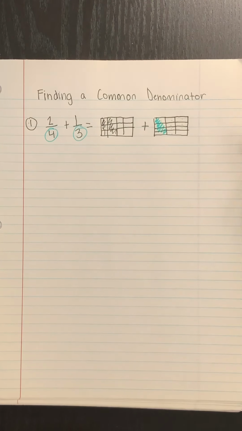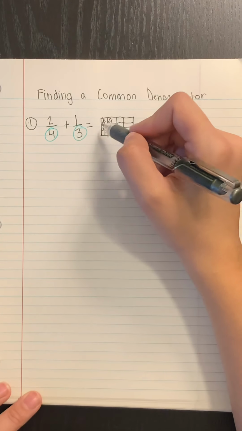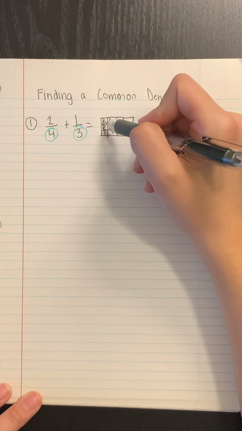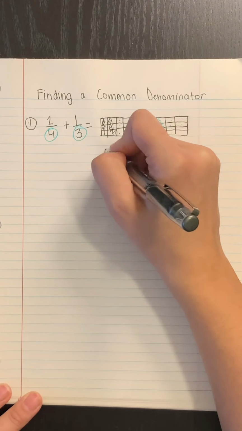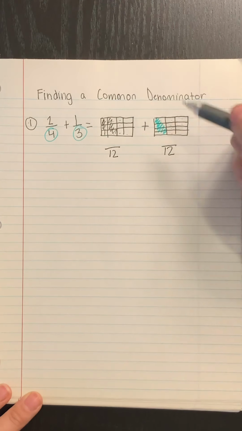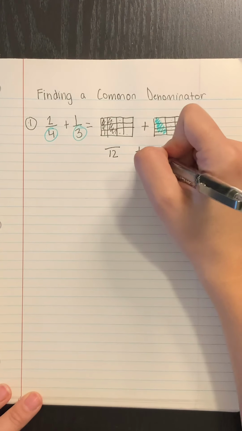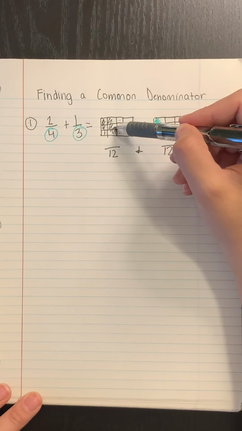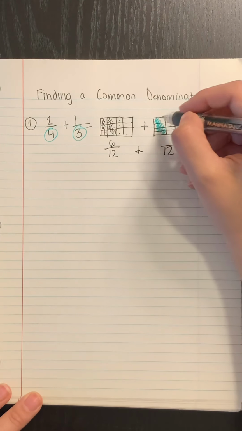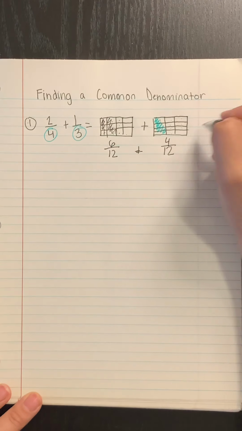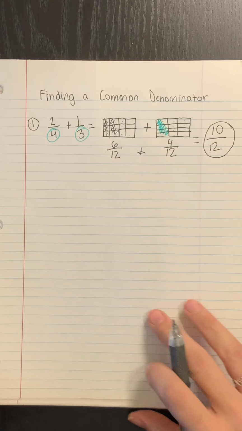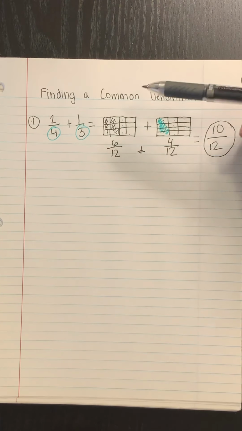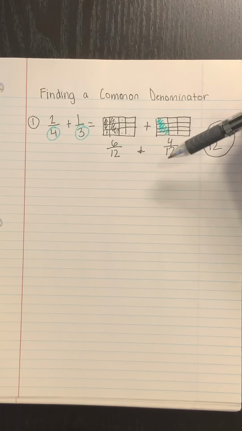So when I go to recount my models, the total for the denominator would be 1, 2, 3, 4, 5, 6, 7, 8, 9, 10, 11, 12. So we have 12ths. And then to find the new numerator, we just count the shaded parts. So that's 1, 2, 3, 4, 5, 6. And 1, 2, 3, 4. So my answer is going to be 10/12. And that's how you add a fraction using common denominators by the model method.